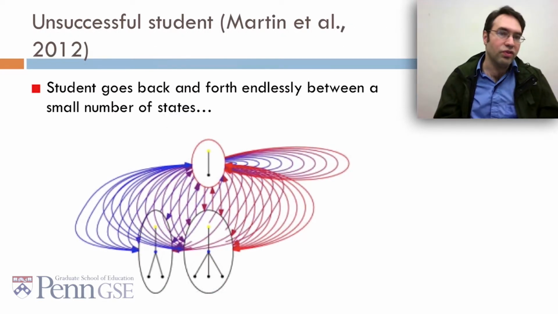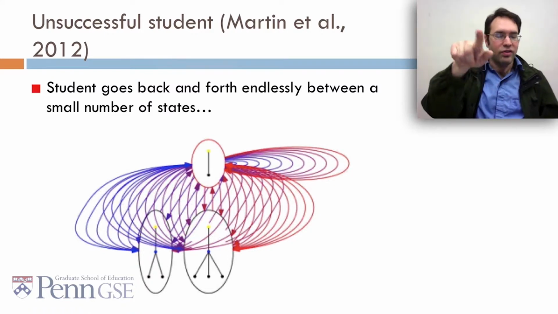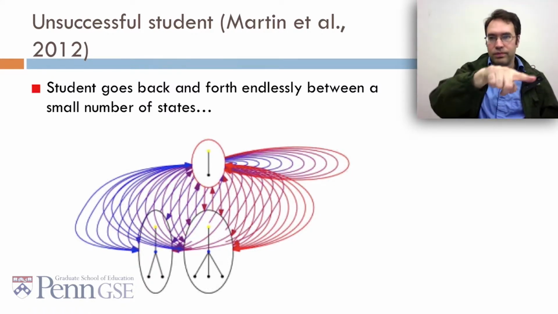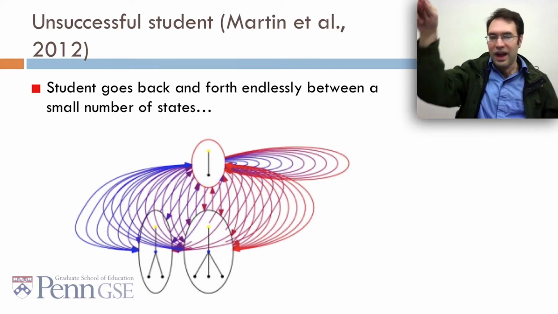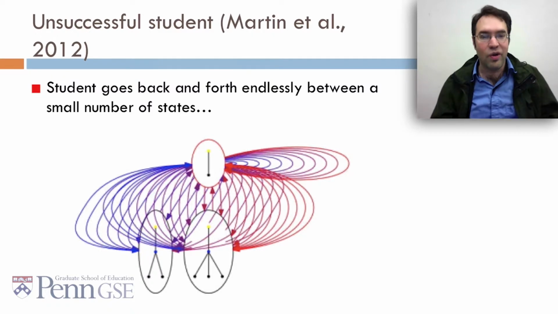An unsuccessful student, by contrast, has a much less linear pattern. This student goes back and forth endlessly between a small number of states. I like these curving out lines. They really show how much the student is going in circles.